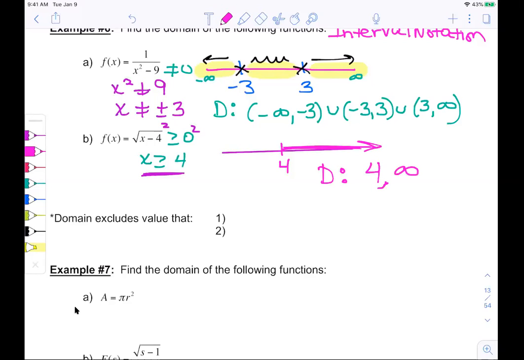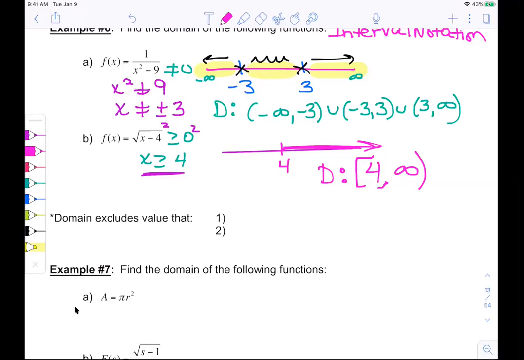And then if it's allowed to equal 4 because it says greater than or equal to, what do we put around the 4? Would that be the parenthesis? How about the bracket? Yeah, that'd be the bracket. So again, looking at the number line, it starts at 4 and it goes on forever to the right. So 4 to infinity. So that would be my interval notation.